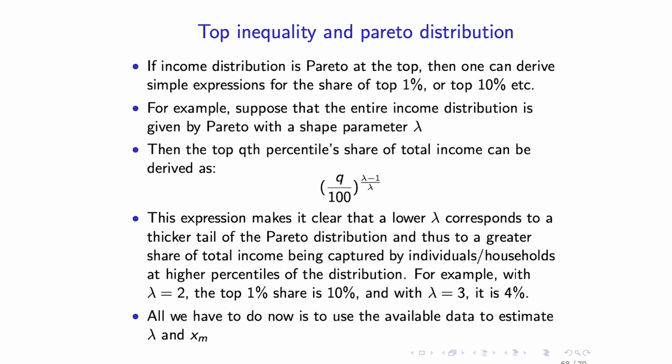You can convince yourself very easily that the top qth percentile share of income can be derived as q over 100 to the power of lambda minus 1 over lambda. So, for example, with lambda equal to 2, the top 1% share is 10%. With lambda equal to 3, it's 4%. So the smaller the lambda, the more inequality there is at the top. So all we have to do now is to use available data to estimate the shape parameter lambda and the scale parameter xm.